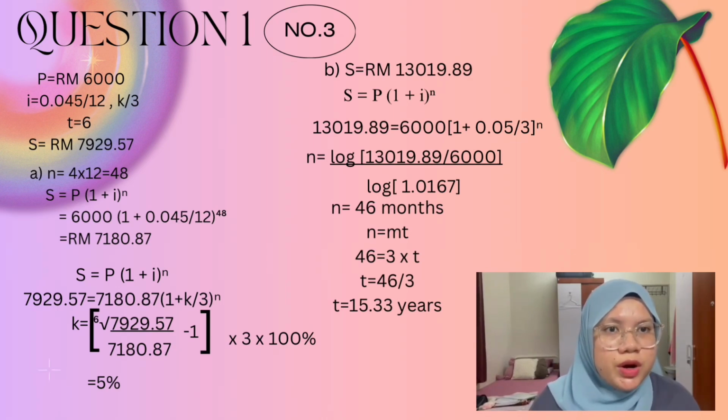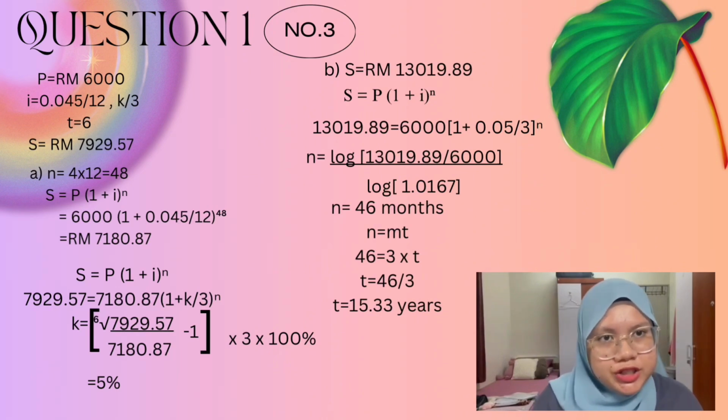And we will use the compound amount formula, which is S equals P (1 + I)^N, and we just put the number into the formula, and we will get 6,000 (1 + 0.045/12)^48, and we will get our answer 7,180 ringgit and 87 cents.